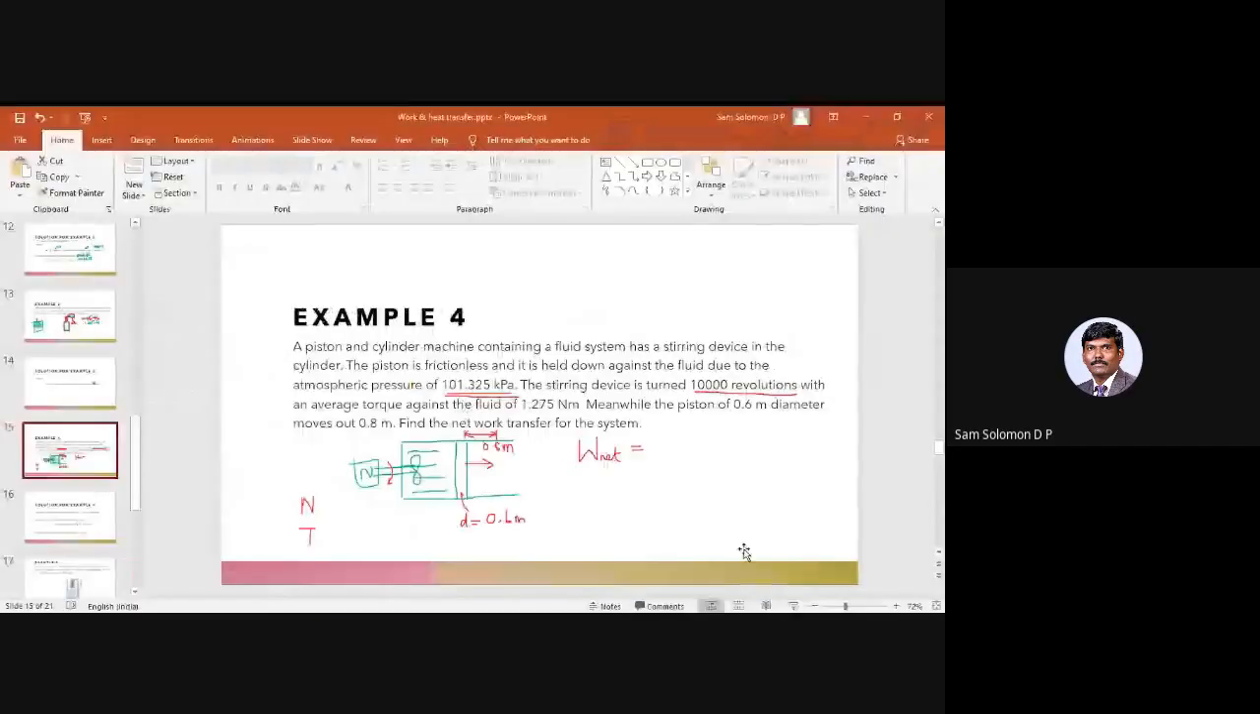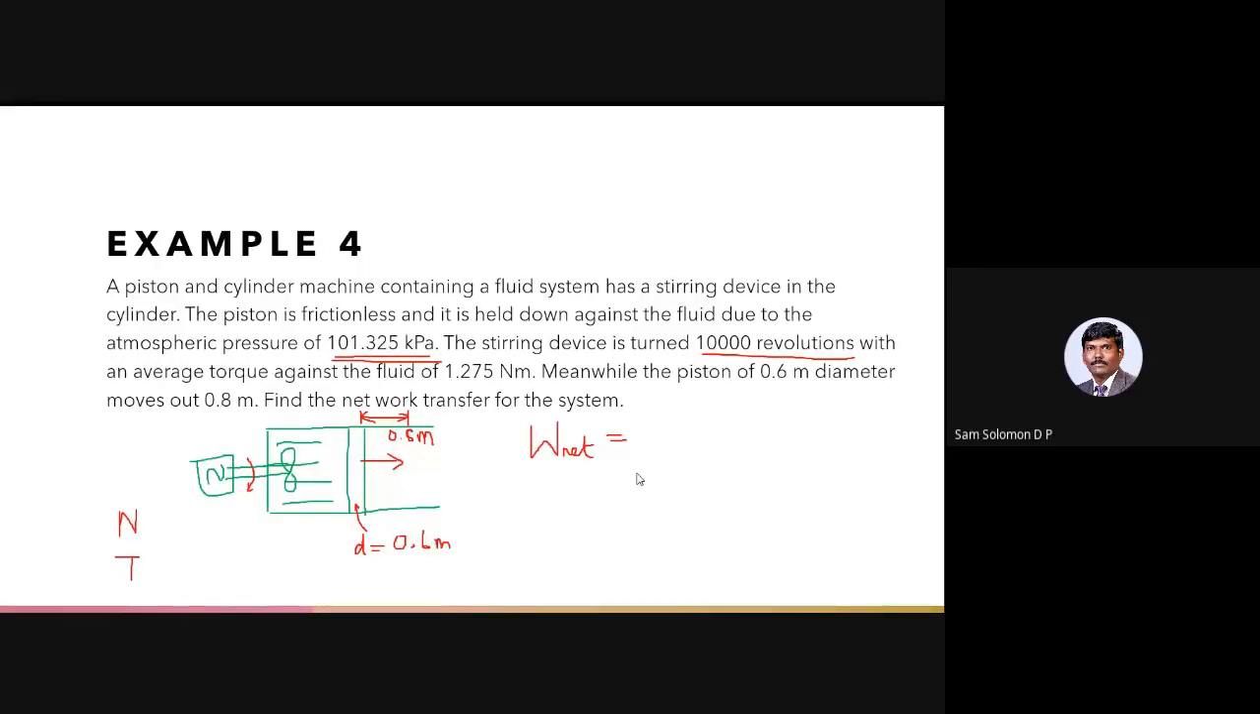Torque. What is the use of torque? Did someone say torque? No, sir. Okay, I'll tell you. Stirrer, sir. Stirrer. Yes, sir. Work done with reference to stirrer and work done with reference to the cylinder.